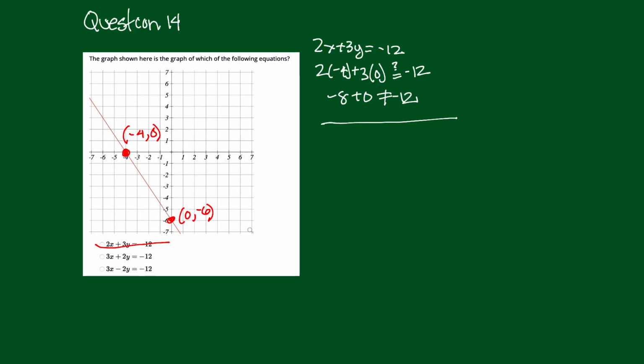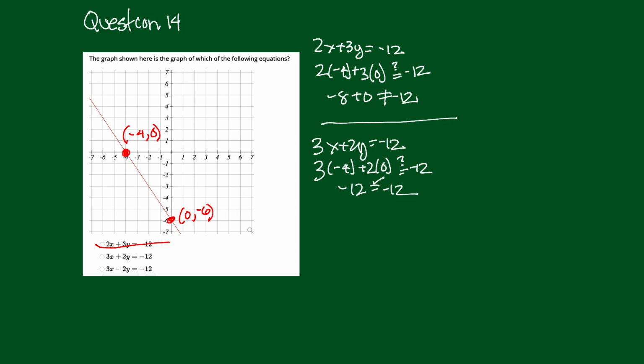Now what about the second one? I'm going to do the same thing. I've got 3x plus 2y equals negative 12. I'm going to put those coordinates into the x and the y. So that'll look like this. 3 times negative 4 plus 2 times 0, is that equal to negative 12? Well, negative 12 equals negative 12. It checks. So it could be. I just don't know for sure yet.